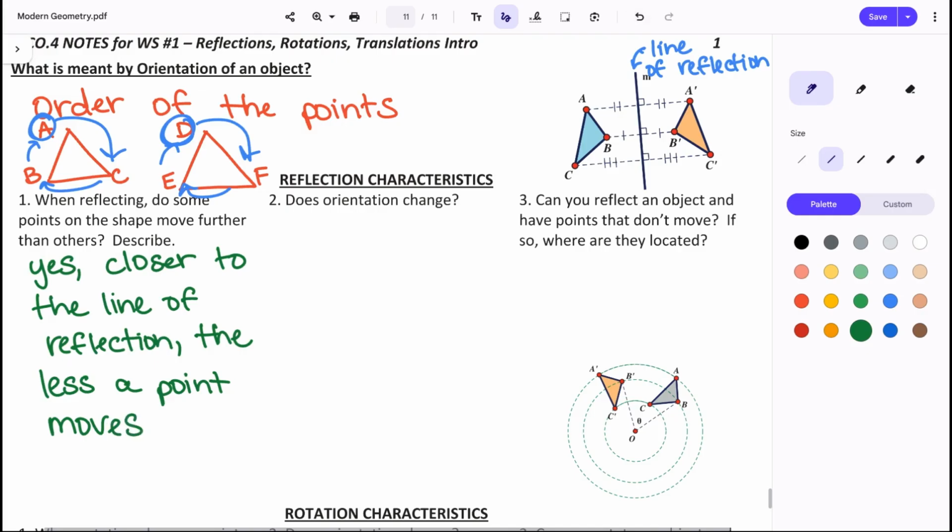And like I said up here, if you follow the distance from A to the line and B to the line, B is significantly shorter than that. And so it's not going to have to move as far because B is closer to the line of reflection.